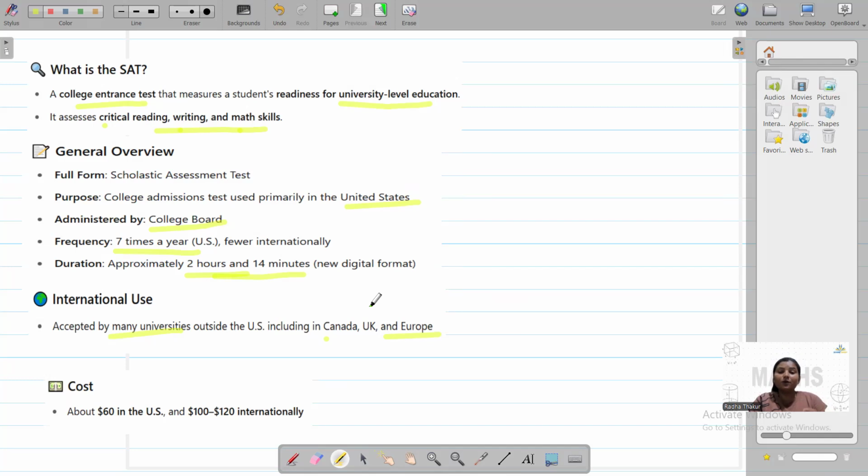Now, the next thing is how much it costs to give this examination. It is very simple. A minimal amount: it is $60 for the US, and it ranges between 100 to 120 internationally for different countries. It depends again. Hope you understand what the SAT examination is, the overview of the exam, and why it is important. Now let us see some more points about this examination.